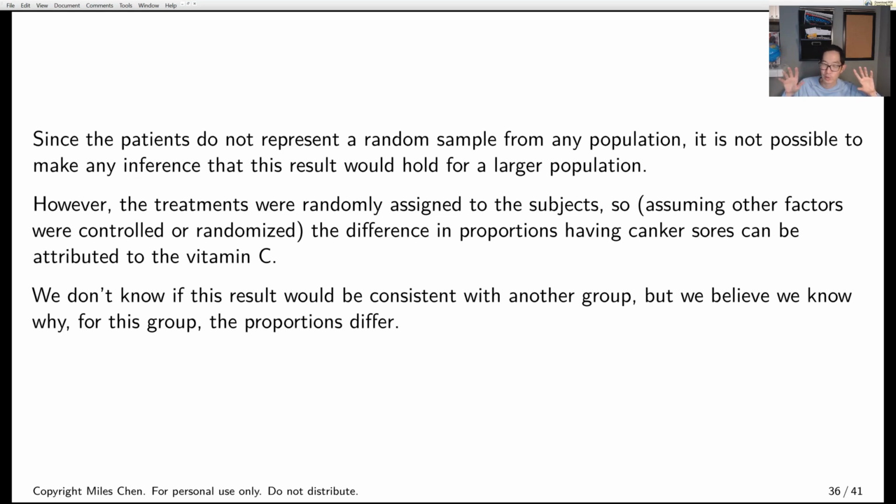But we tinker with it, right? We say group A, you're going to take vitamin C. Group B, you are not, okay? And now at the end of the study, group A improves and group B didn't, okay? And so we can say the difference in improvement can be attributed to the fact that this group took vitamin C and this group did not, okay? All right, but it's not a random sample, so we don't know if it would be consistent with another group, okay? But we believe we know why for this group the proportion is different.